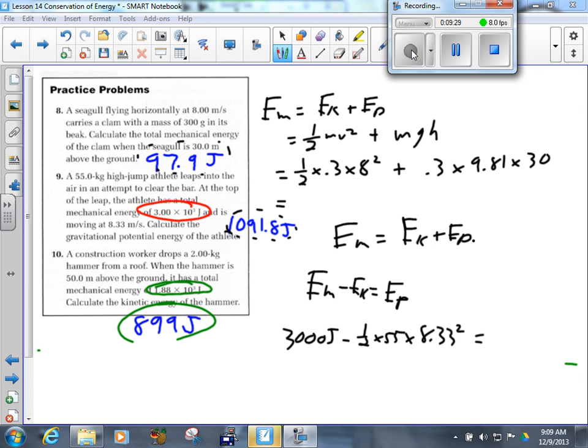Questions on that one? Okay. And is number 10 pretty much the same way, except you had to calculate EK instead of EP? 3 times 10 to the 3? 123,000 joules. Yeah? Okay.